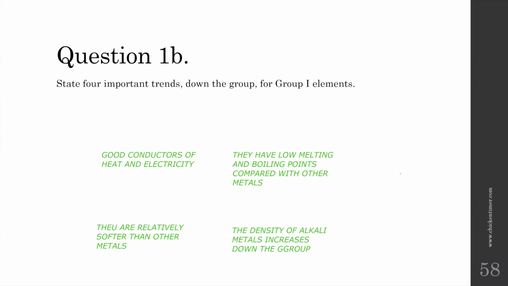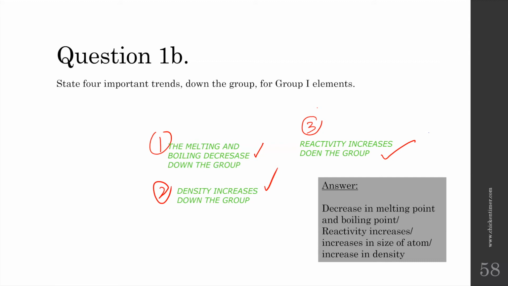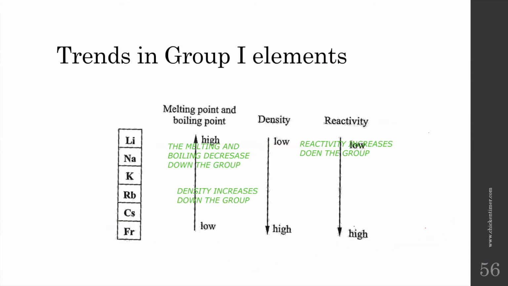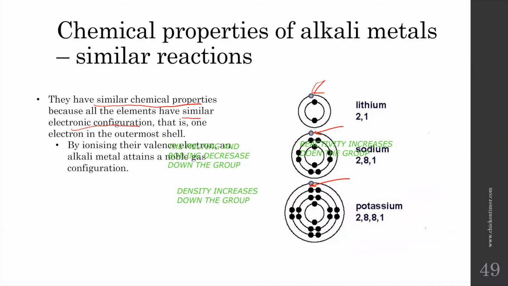Okay, then now this one. State 4 important trends down the group for group 1 elements. You are missing out on this: increase in size of atoms. Yeah, and I showed you the picture some more just now.